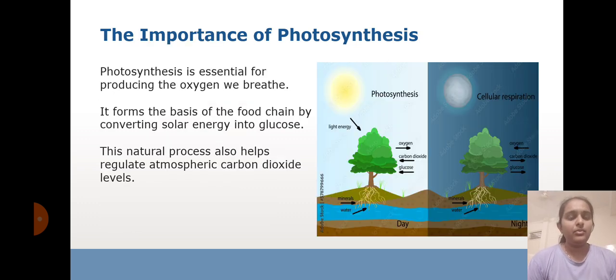The importance of photosynthesis in the plants. Photosynthesis is essential for producing the oxygen we breathe. The oxygen is produced during the process of photosynthesis in the plants. It forms the basis of the food chain by converting solar energy into glucose. This natural process also helps regulate atmospheric carbon dioxide levels.